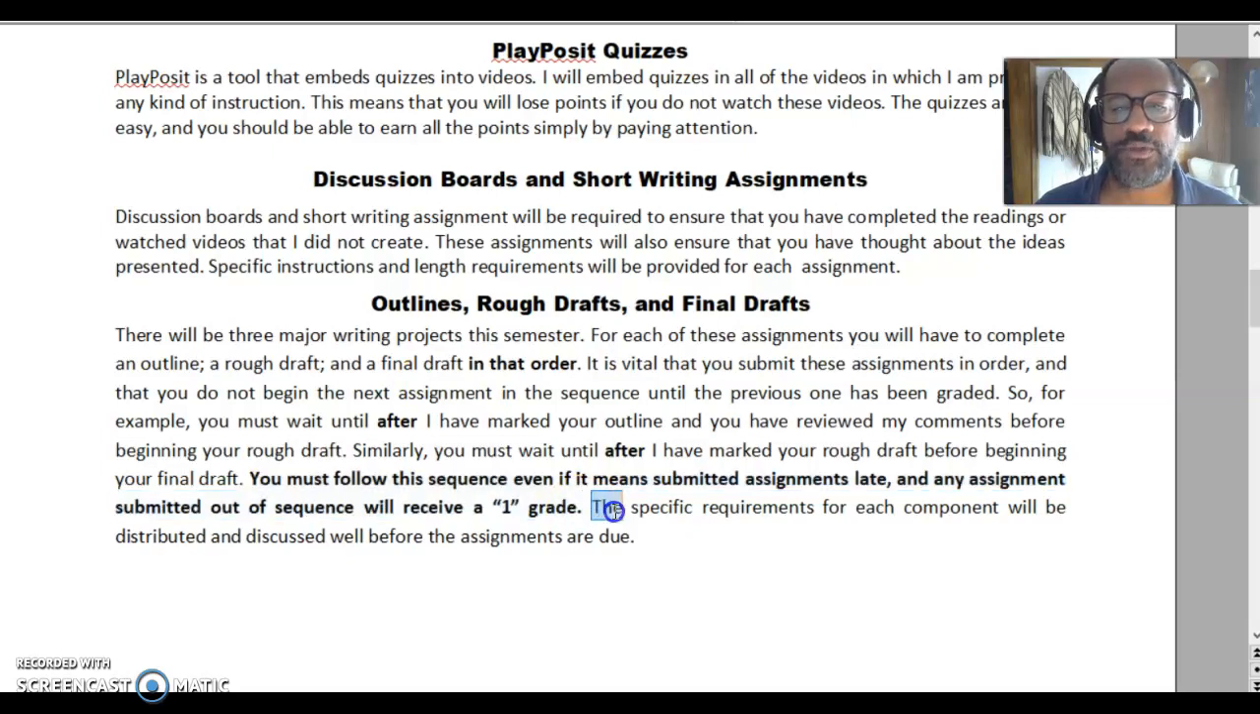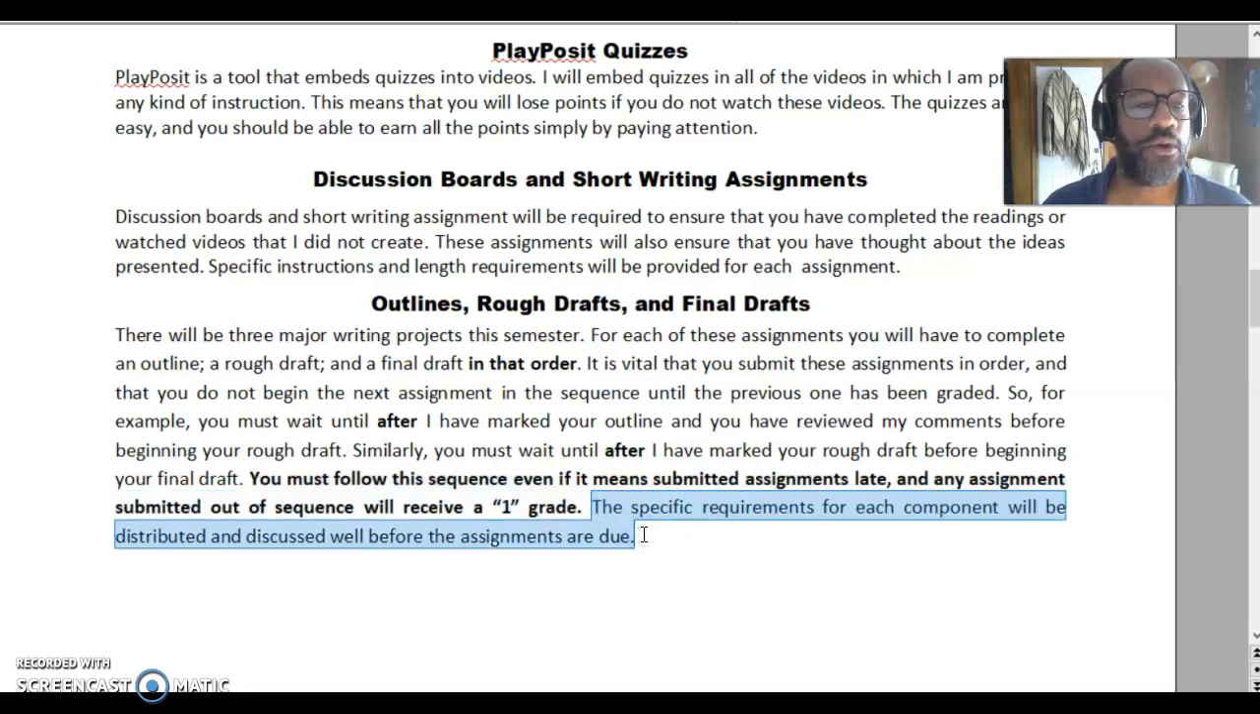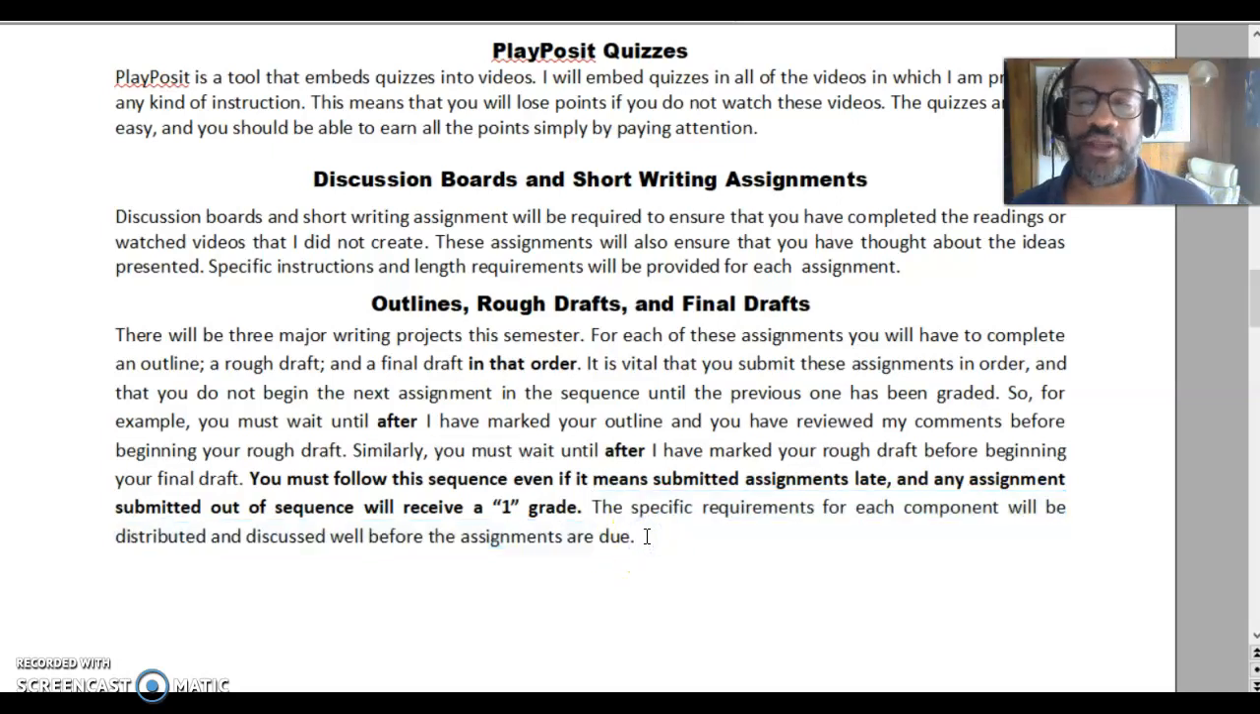The specific requirements for each component will be distributed and discussed well before the assignments are due. So there are specific requirements you'll have for those assignments, but when I give you those assignments, I'll tell you what those are. We'll go ahead and stop now, and you can go to the next video, and we'll continue on with explaining the policies.